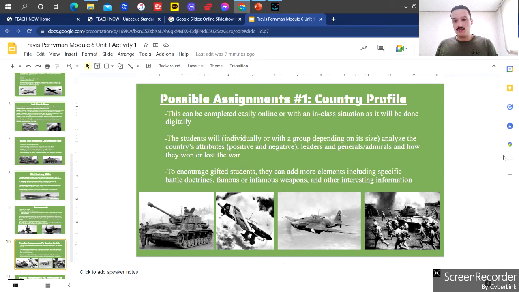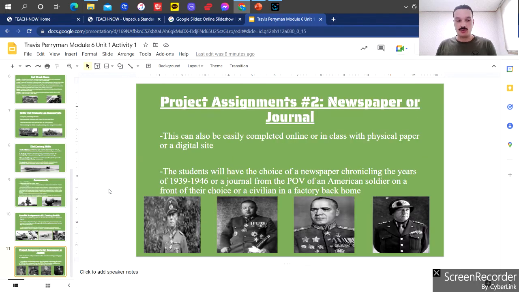Now, speaking of which, here's a possible assignment number one: a country profile. There are many countries that fought for the Allies and the Axis, and they will be given, or they can choose, specific ones that they want to talk about. They can do this individually, and they just need to analyze the country's attributes, both positive and negative, its leaders and generals and admirals, and how they won or lost the war. That's the basic part. But to encourage more gifted students, they can add more elements, including specific battle doctrines, famous or infamous weapons, and other interesting information specific to their country.